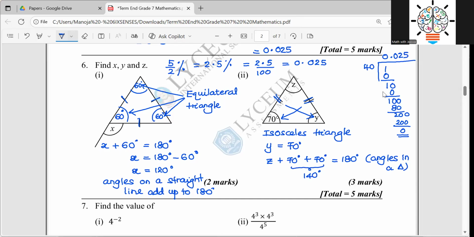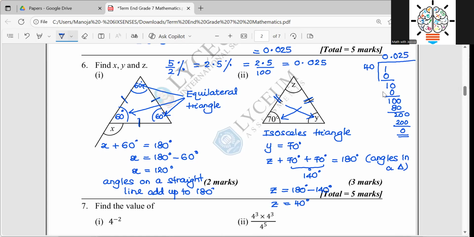Then how do you find the z angle here? 180 minus 140. So then z, the final answer, is 40.